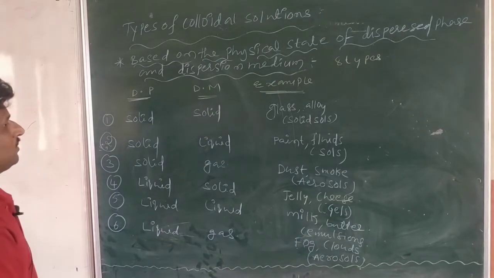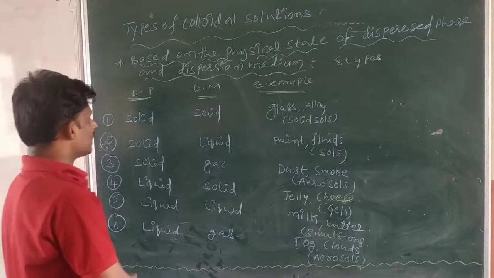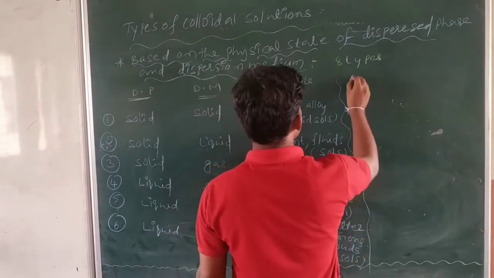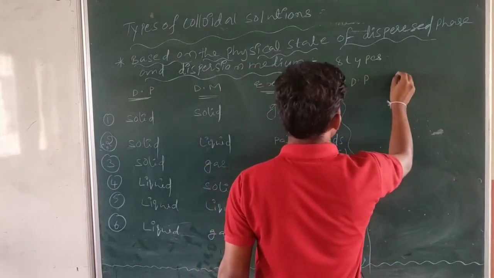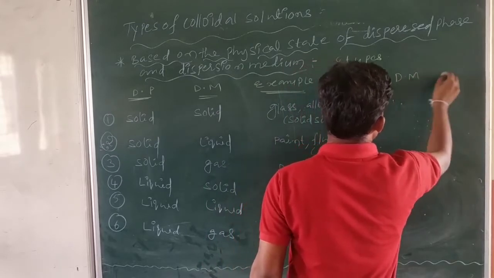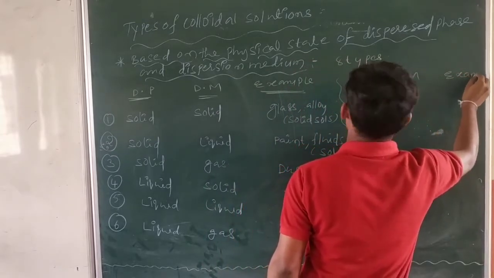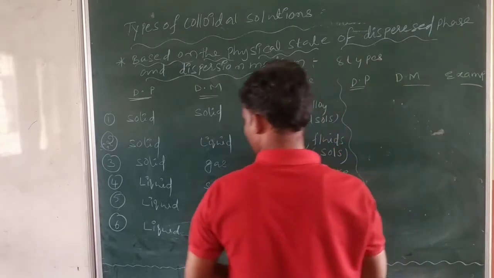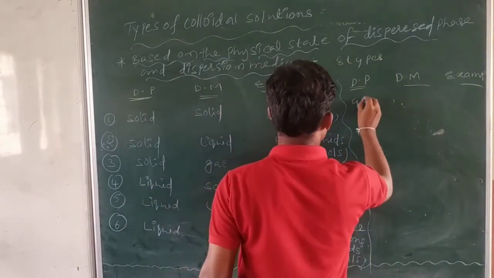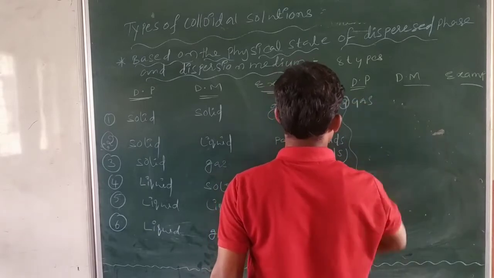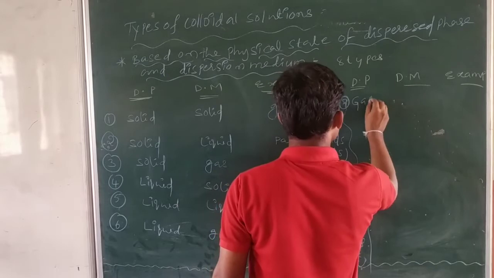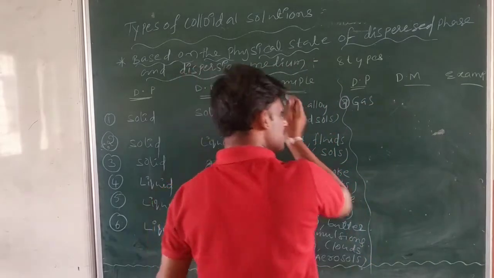Again, what are the 2 types, sir? If I am going to take dispersed phase and dispersion medium, I am going to take an example here. This is the 7th type, where I am taking gas. Gaseous molecules are the dispersed phase only. Now, the dispersion medium is solid.